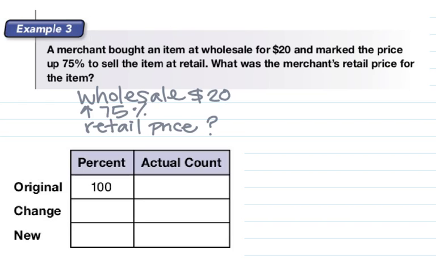Okay, so original price. Original price is that $20. It's that wholesale cost that the merchant spent. Okay, change in percentage. Yeah, it went up 75%. So that's a plus 75%. New cost. Well, we don't know. That's what we're asked to find. But we do know our change in percentage. This is going to be 175, our new percentage.